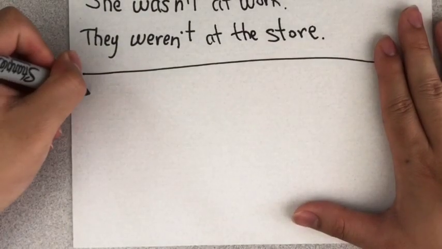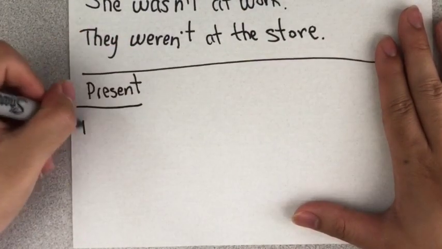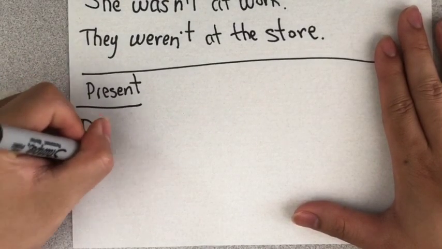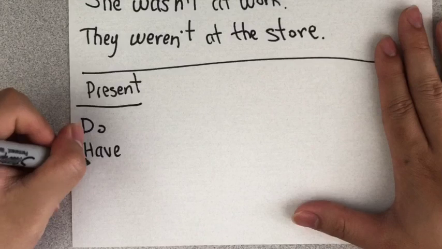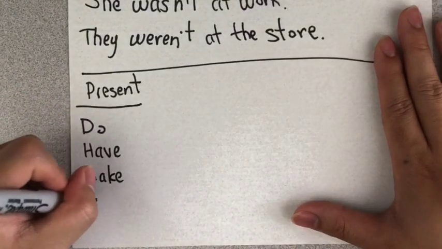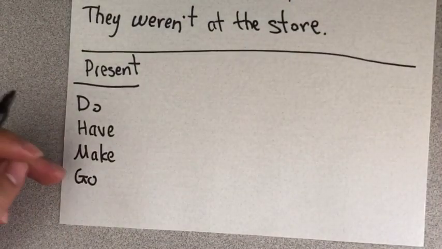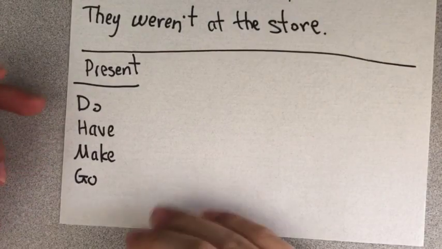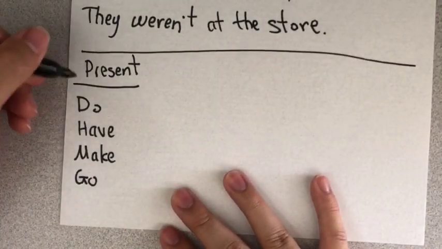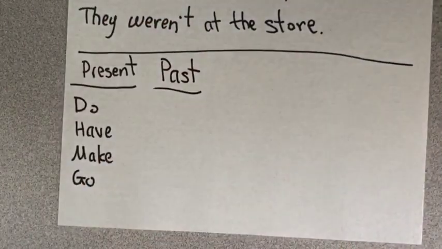Now we have the verbs. We have the verbs do, have, make, and go. Do, have, make, and go. These are all very important and common words. We use these words every day. So this is the present tense. Let's write them in the past tense.